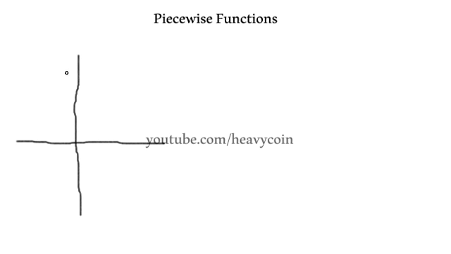So let's say that part of our function does this. I'm going to put an open circle right here. And then let's say that the rest of our function does something like that. Okay? And that's going off in that direction and coming from that direction. So that's a piecewise function.